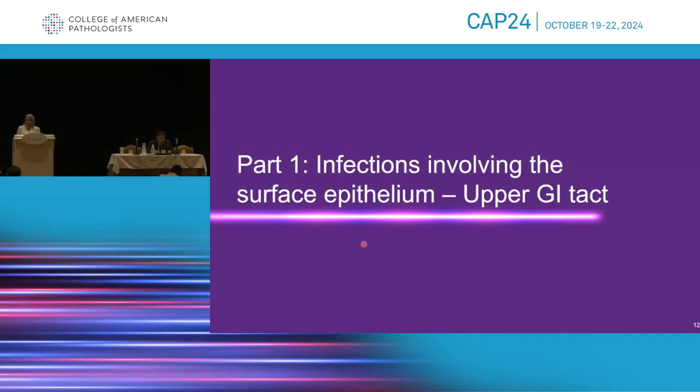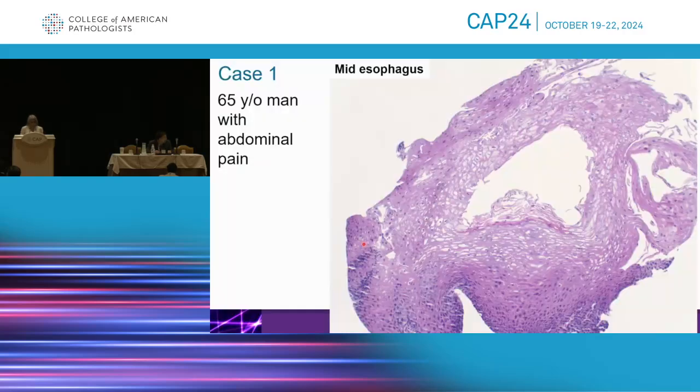And so with that introductory information, we're going to go ahead and go through a number of cases, and we'll spend some time starting out with infections involving the surface epithelium of the upper GI tract. And so case one is a 65-year-old man with abdominal pain, and this is a mid-esophageal biopsy. This is probably like a case we all get every day in our practice.